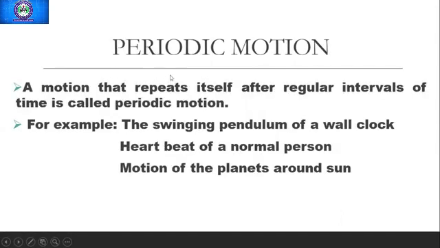Then periodic motion. What have we studied about periodic motion? Anything which repeats itself after a regular interval of time is said to be periodic motion, right? For example, like your classes. Like in your school you had classes, first period, second period, third period, fourth period, right? So it has a particular time period and after that it changes, right? So that is known as periodic motion.